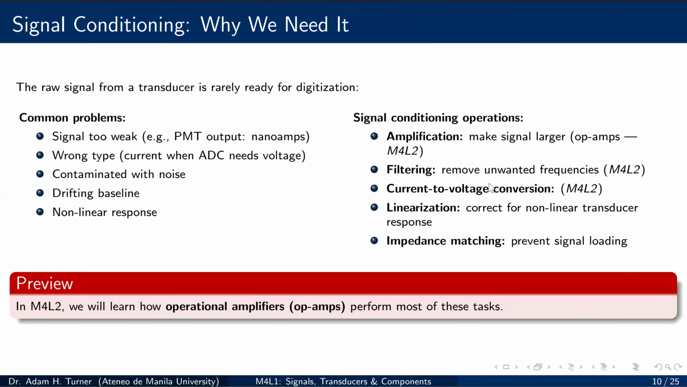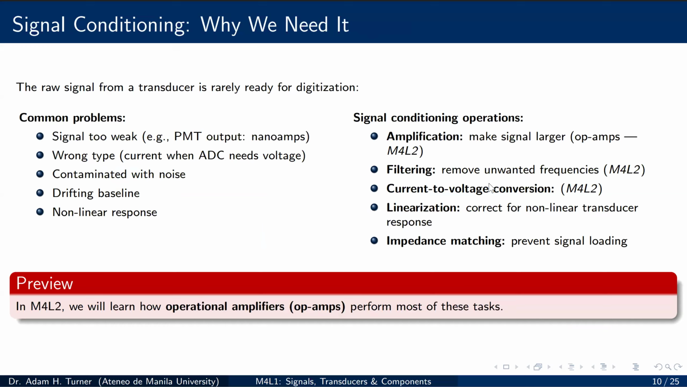So why can't we just plug the transducer directly into the computer? That's because the raw signal is almost never ready for digitization. The signal could be too weak, might be the wrong type. It's almost certainly contaminated with some noise from the power line, from thermal fluctuations, from nearby equipment. The baseline might be drifting, the response might be nonlinear. Signal conditioning addresses all of these.